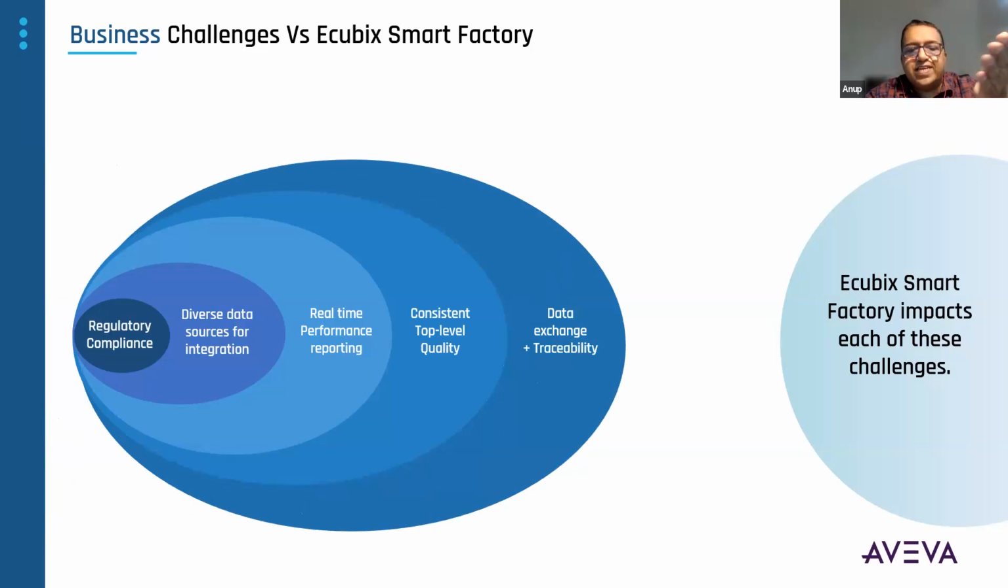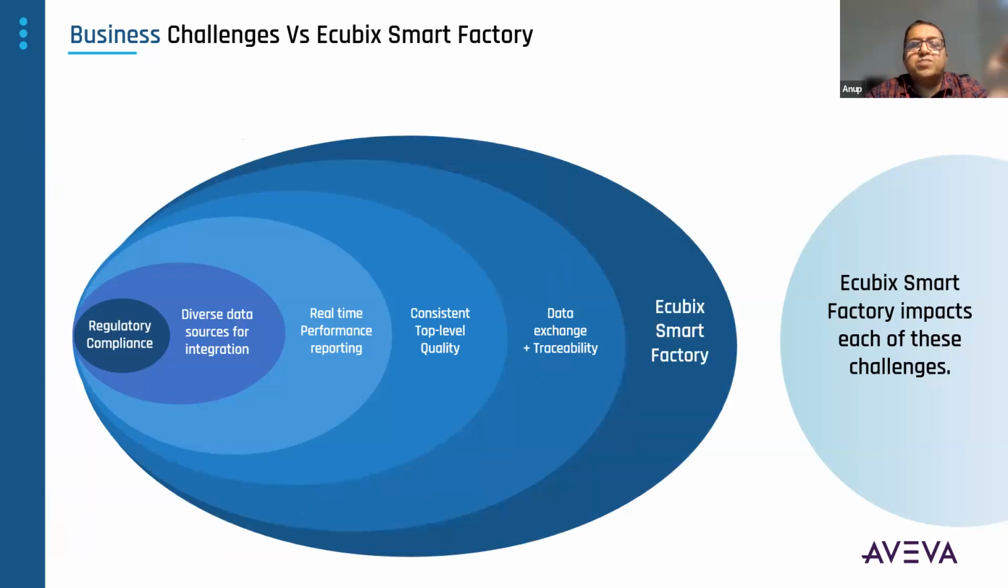And last, we will say data exchange and traceability. So wherever there's a data exchange between different factories, between your vendors, are you exchanging the right data? Can this data be traced? Yes. eCubic Smart Factory is a program which impacts all these areas, right?